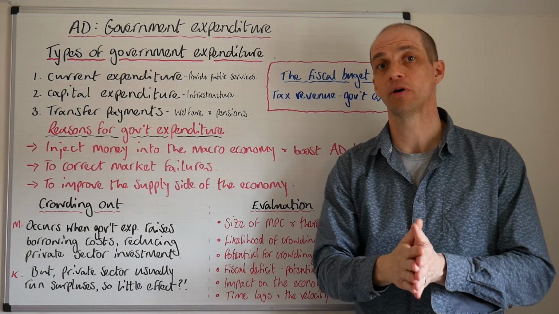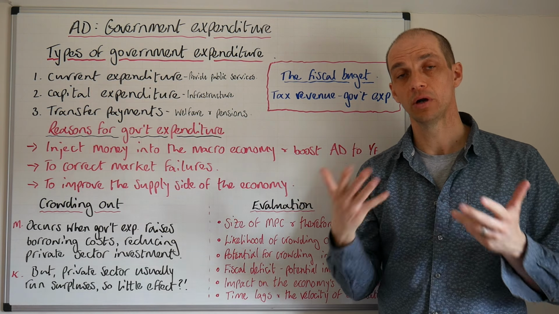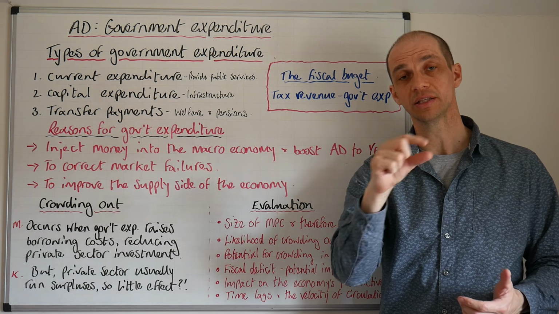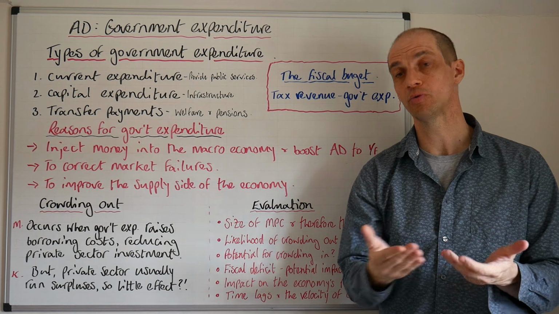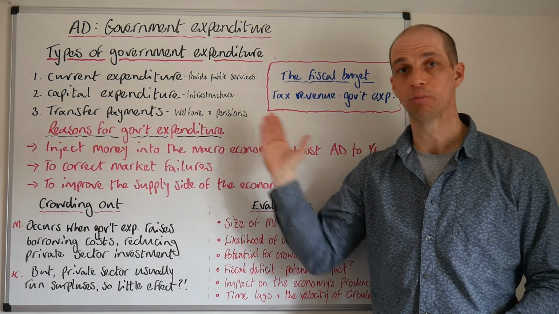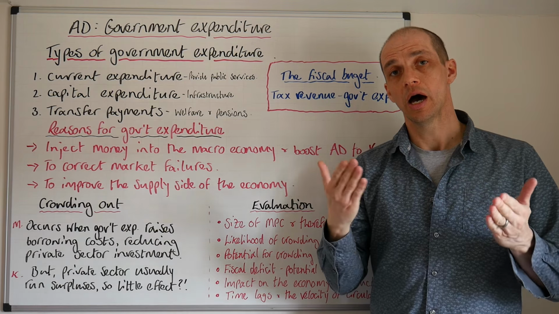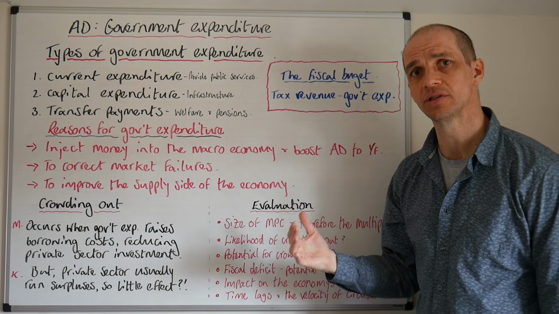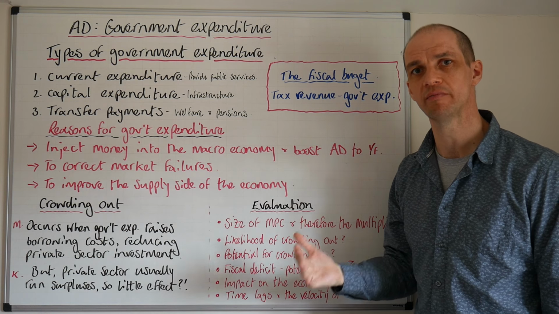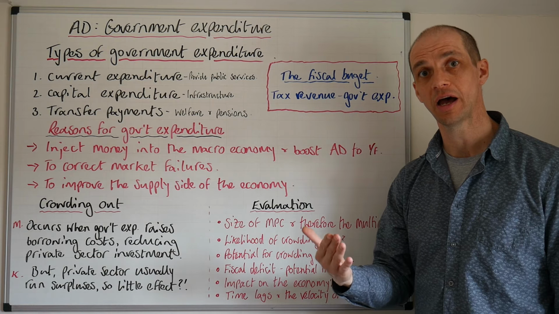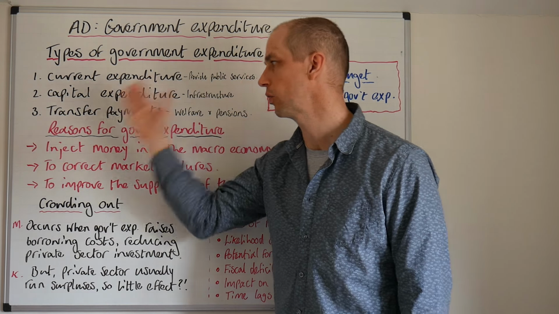Thirdly, we've got transfer payments, which are really payments transferring income from one group which has been taxed to another group which is perhaps in receipt of welfare payments or pensions. Now let's just have a look at the reasons for government spending and why the government needs to actually have a role in providing any spending in the economy.